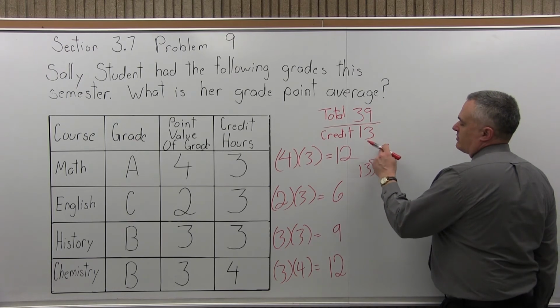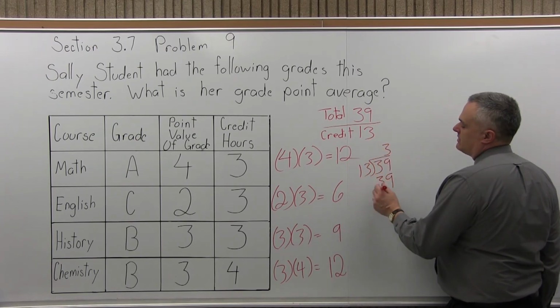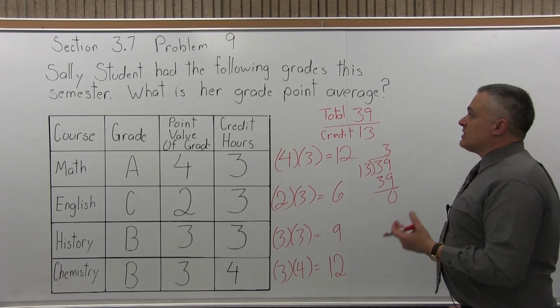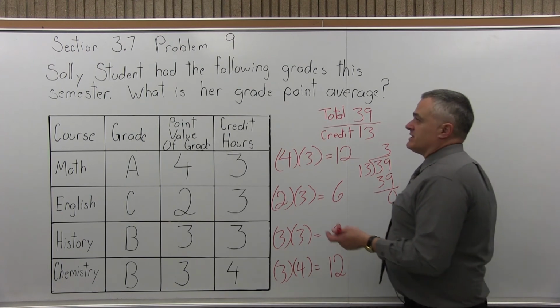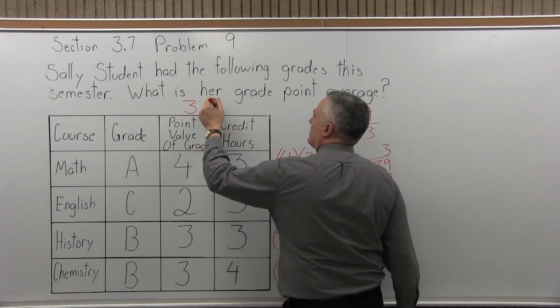39, try 3. 3 times 3 is 9, nothing to carry. 3 times 1 is 3. 39 minus 39 is 0. It goes in evenly. So Sally student's grade point average for this semester is 3, or a lot of schools put one place after the decimal, they would put 3.0.